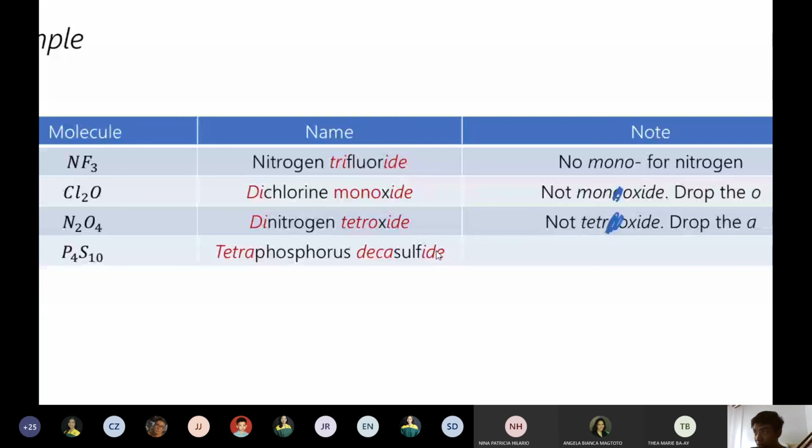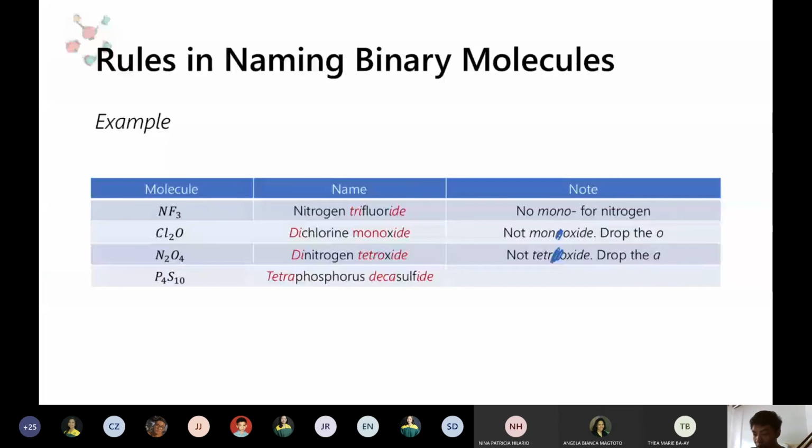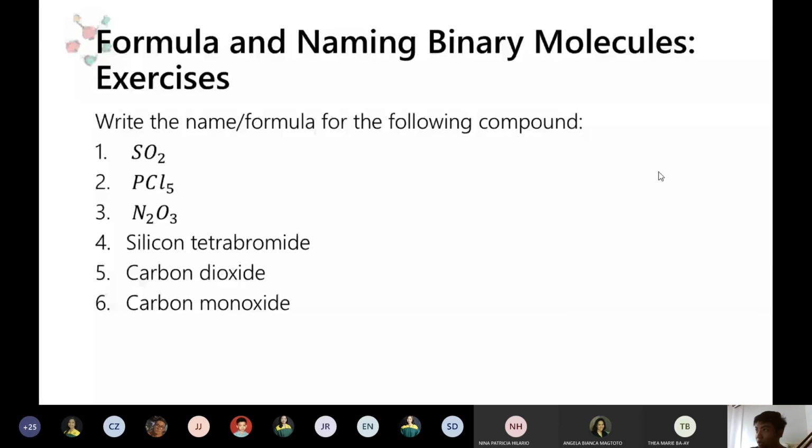Again, madali lang yung rules. The second element will always have the -ide suffix. Then, the first element will not have the mono prefix, such as this one. Hindi siya mono nitrogen. Nitrogen lang yan. Pero kapag dalawa yan, doon ka na mag-start gumamit ng Greek prefixes: di, tri, tetra, so on and so forth. And kapag yung starting ng second element mo ay vowel such as oxide, you drop the A and the O sa Greek prefix. Yung A and O lang. Ganun lang siya ka-simple. So, we can end this. Tapusin na natin. Sagutan lang natin to.